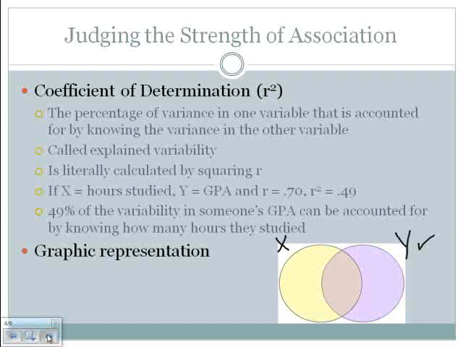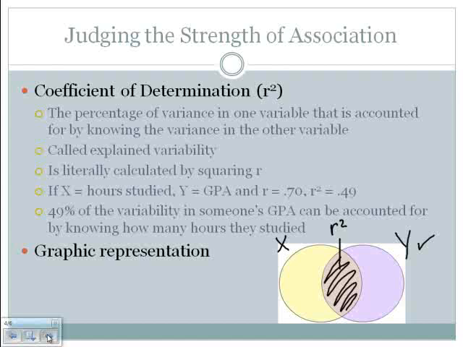So when we think about R, in this case, R is equal to 0.70. Even though that is a number that is below 1, it is not a percentage, but R squared is a percentage. And then most specifically, from a graphical standpoint, it is the overlap in our Venn diagram. So it is the explained variability. We can explain 49% of someone's GPA if we know how many hours that they study. So that's the coefficient of determination.